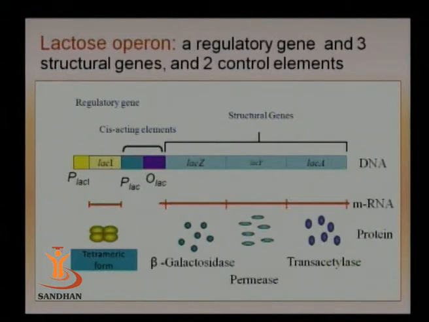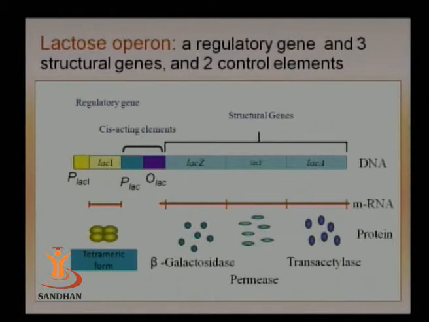We know that there is a Lac I. This is a regulatory gene. Then there is a P Lac, that is a promoter region. O is the operator region, and then there are three genes which are known as structural genes, Lac Z, Y and A. Now, when the cell wants to utilize the lactose, this operon gets switched on. That means it will start the process.